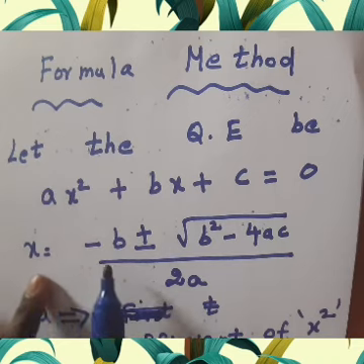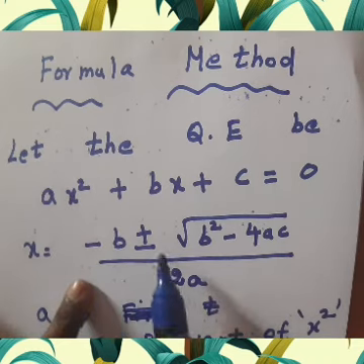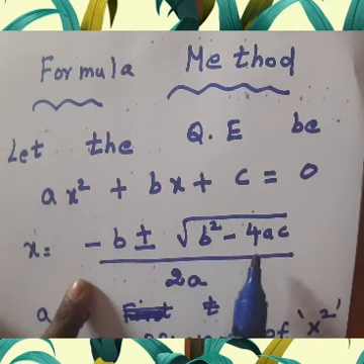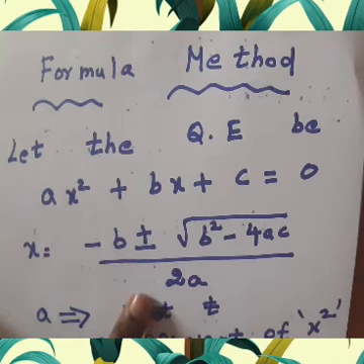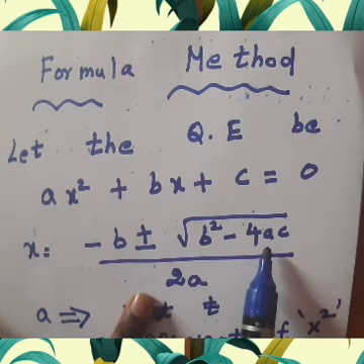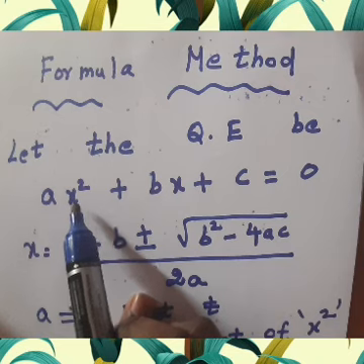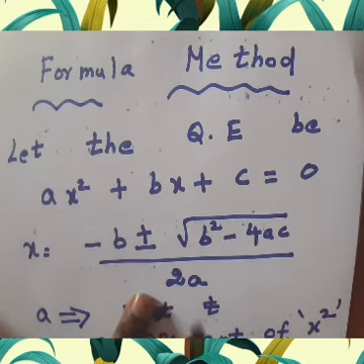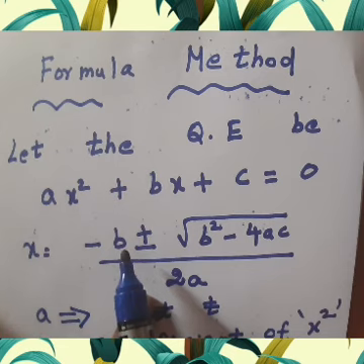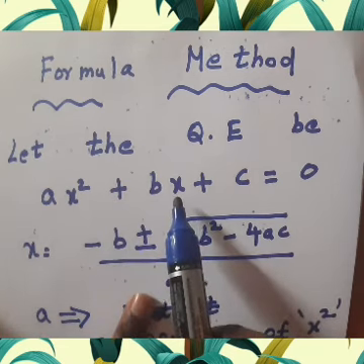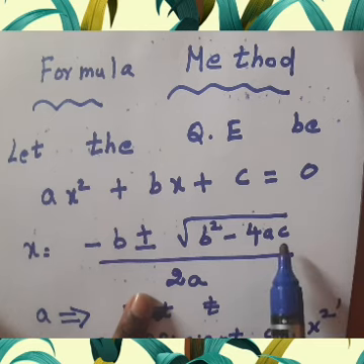Okay students, x is equal to minus b plus or minus square root of b square minus 4ac, the whole term divided by 2a. So you can make a note in your classwork also. You should know what is a, what is b and what is c to substitute in the formula. What is a actually? It is the coefficient of x square. What is b? Exactly, it is the coefficient of x. What is c? C is the constant term.